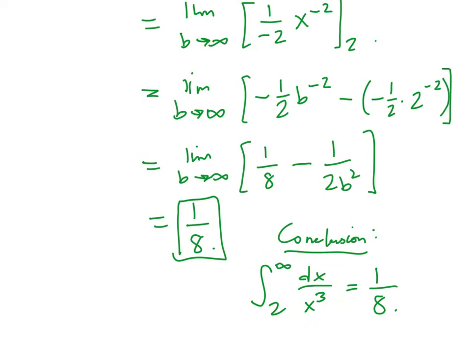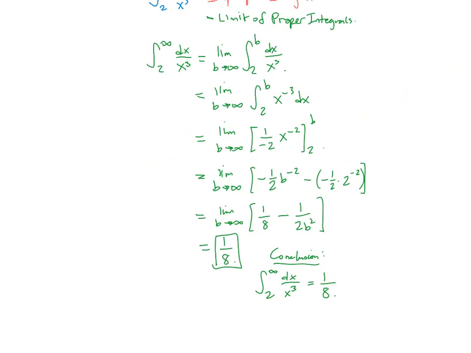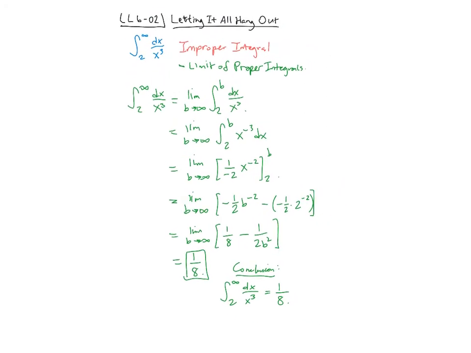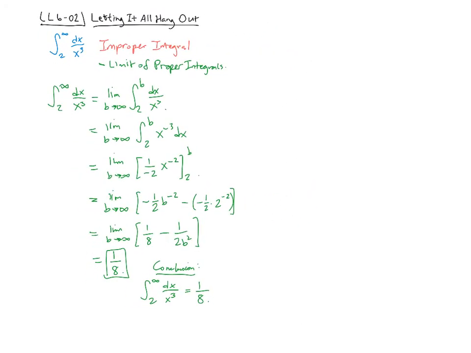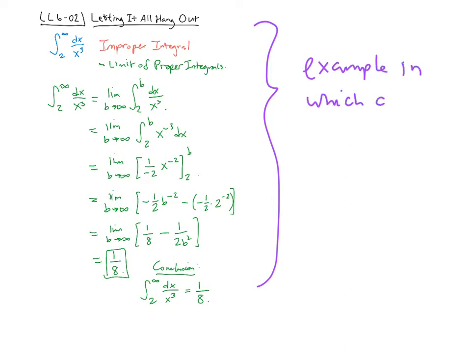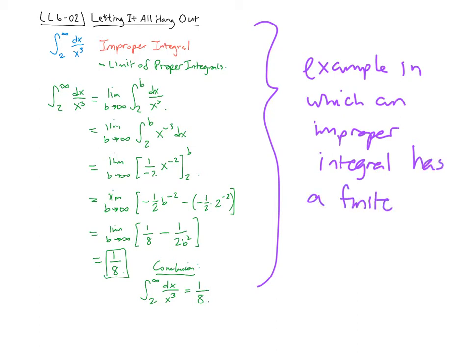Now, one thing I've been a little bit dishonest about so far, let me zoom out on this so we can see the whole thing. This is an example in which an improper integral has a finite real value, because this limit we calculated exists.